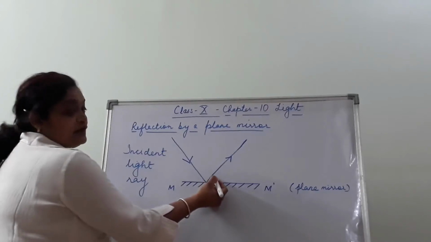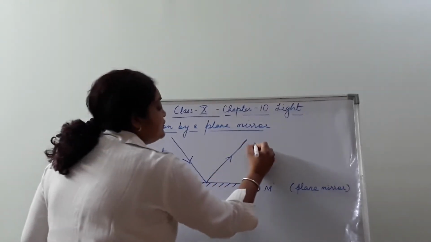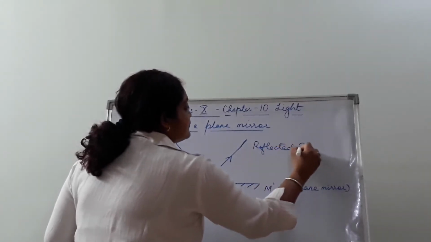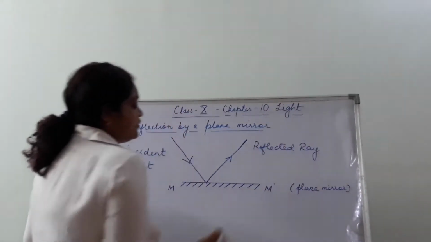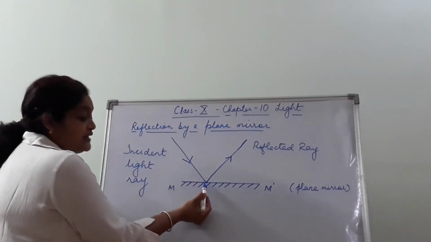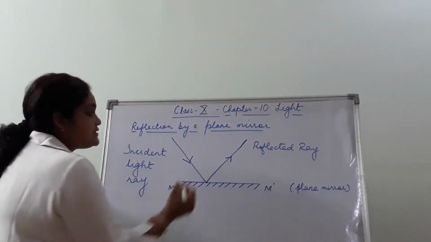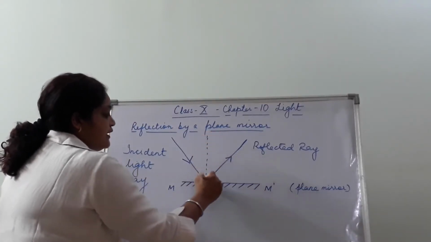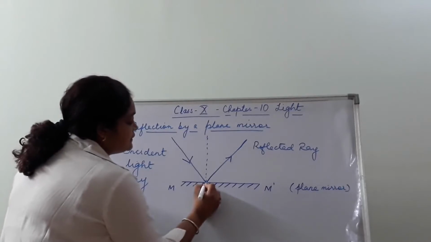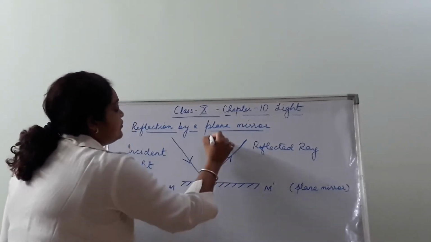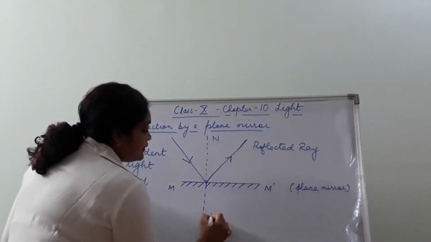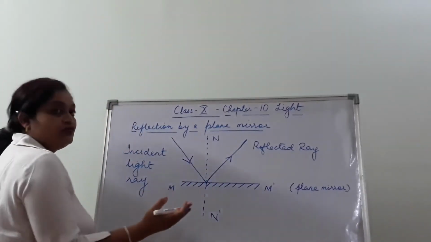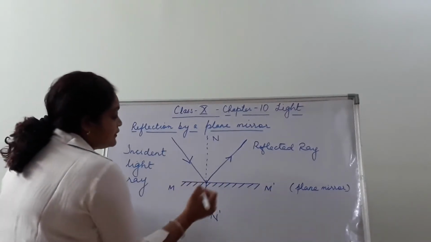So this ray which is bouncing back is called the reflected ray. Now at this point of incidence, if we draw an imaginary ray perpendicular to the surface, this imaginary ray is called the normal. So this is how the reflection by a plane mirror occurs.